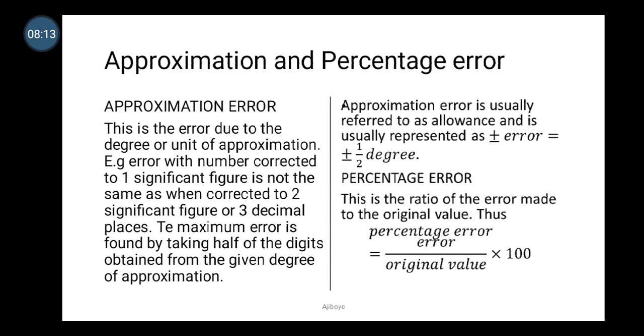So let's look at percentage error. This is the ratio of the error made to the original value. Thus percentage error is equal to error over original value times 100.